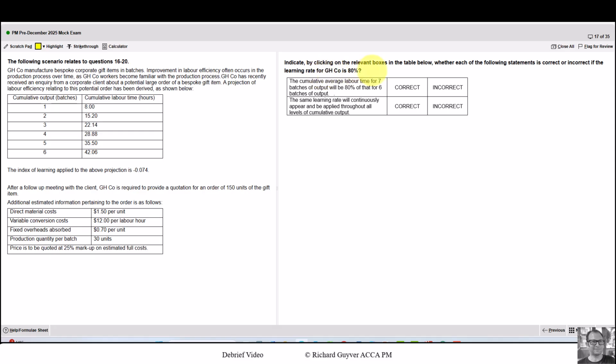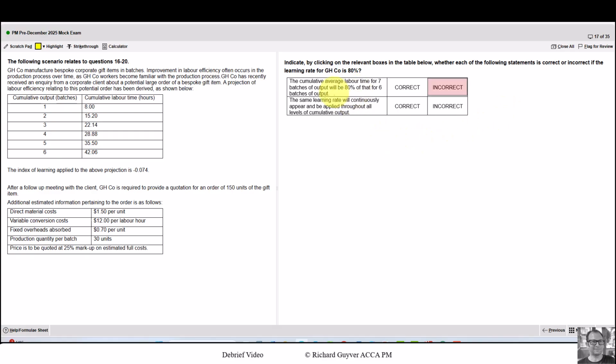This one: indicate by clicking on the relevant boxes below whether each of the following statements is correct or incorrect if the learning rate for GHCO is 80%. Now, although this is about GHCO, this is very likely an outlier because it's given us all the information here. So with a learning rate of 80%, is it correct that the cumulative average labour time for 7 batches of output will be 80% of that for 6 batches of output?